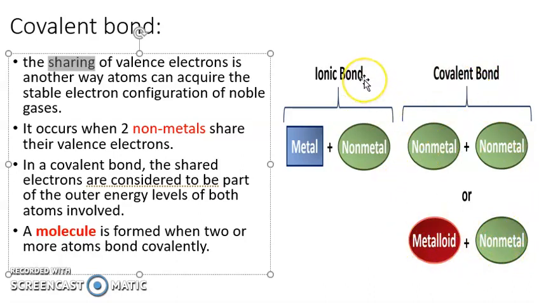Now ionic, as you recall, happens between a metal and a nonmetal. So whenever you see metal plus nonmetal, you refer back to ionic bonding. In this chapter, you're going to cover bonding between 2 nonmetals or a metalloid and a nonmetal, which is covalent. The result is formation of a molecule when these combine.